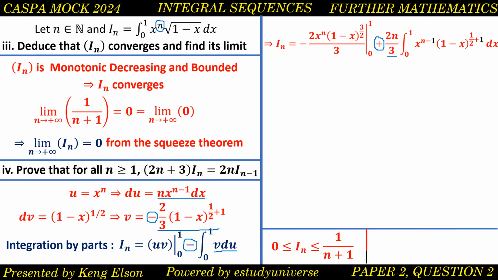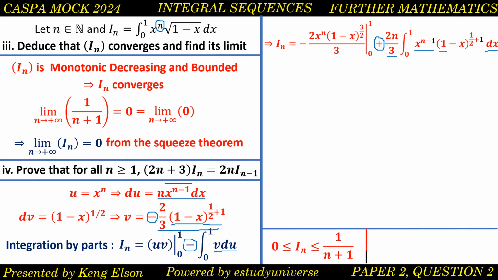Now the remaining part of du is x to the n minus 1 dx. Here is x to the n minus 1 and here is dx. And then the remaining part of v is 1 minus x to the power half plus 1.